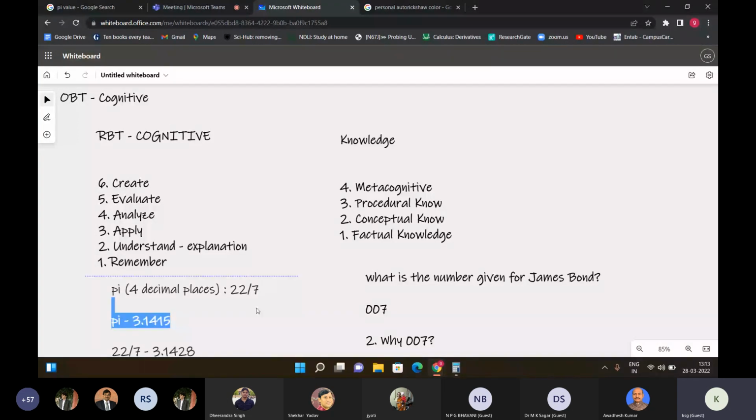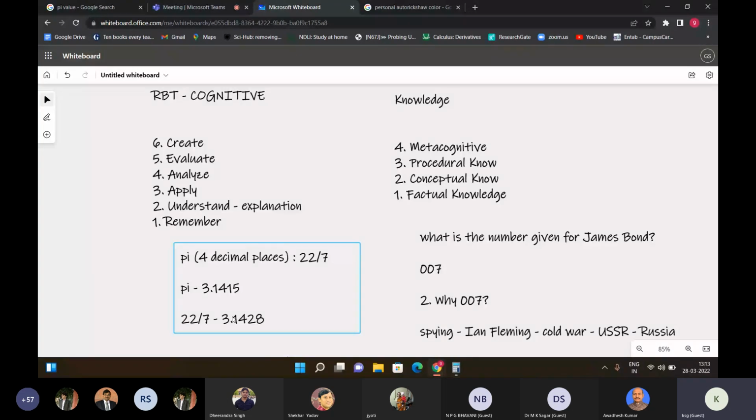Sometimes I can also use the same thing. Why is the pi value 3.1415 and the 22 by 7 value 3.1428? What is the reason? I am going to analyze and figure out what makes this 0.0013 difference and what is the genesis behind it. Only then, as a teacher, will I be able to promote analytical thinking in my class.